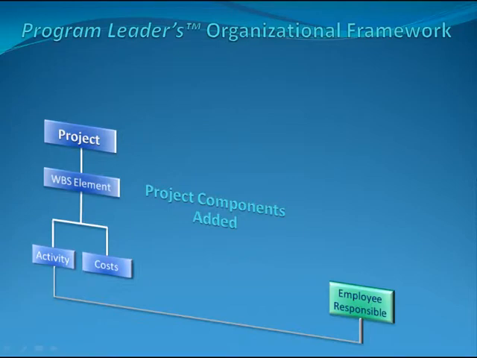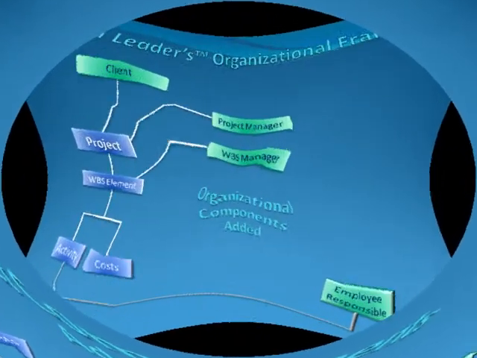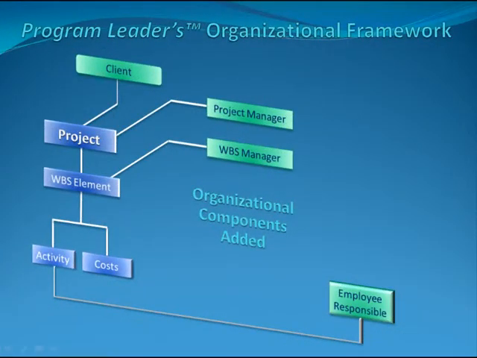Program Leader lets you associate the activity with a project and optionally a work breakdown structure element, WBS for short. Project and WBS assignment is the routine way to group and report activities. The project and WBS elements have resources from organizations to implement them: the project manager, the WBS manager, and the client.